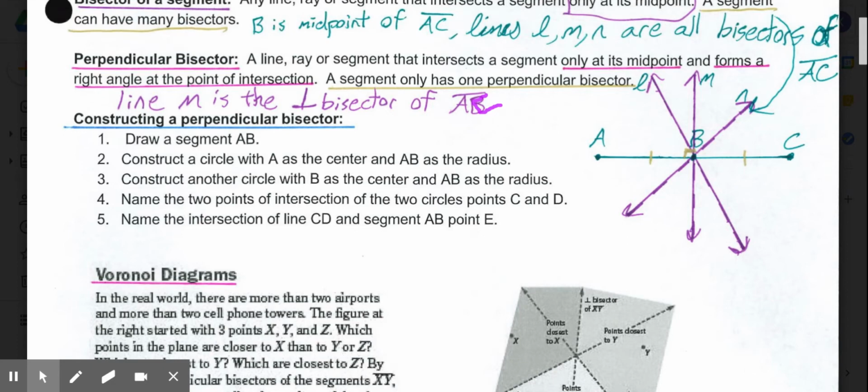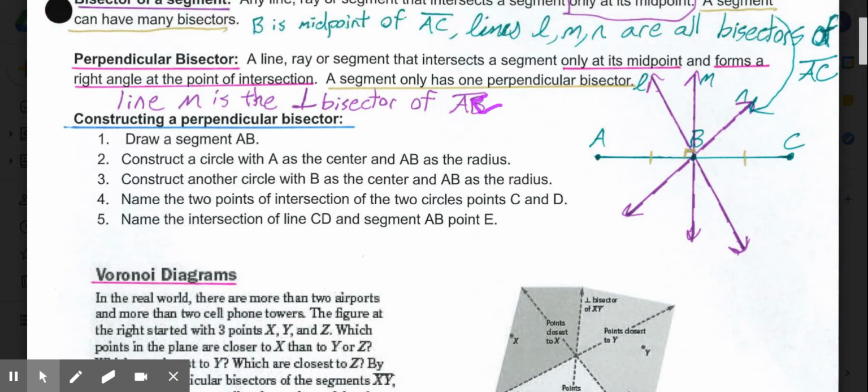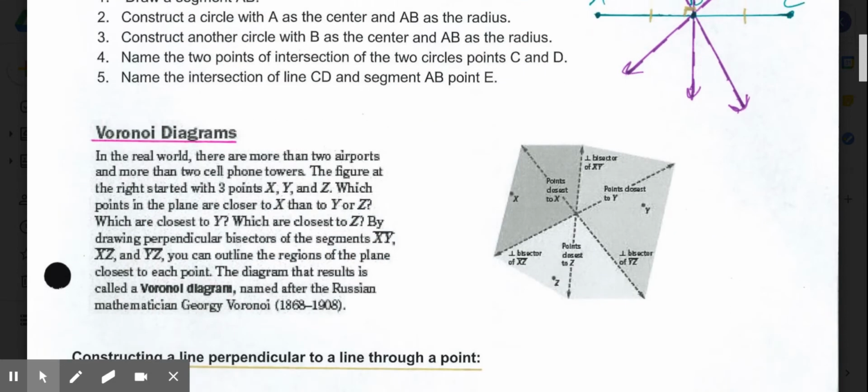The first step would be to draw segment AB. Then you'd construct a circle with the center point A and the length AB as the radius. So you would set the compass from point A to B, leave it at point A, and draw your circle. Then you would go to point B, leave the compass at the same measurement, and draw another circle. The two points where those circles intersect are the two points that you combine to create that bisector.